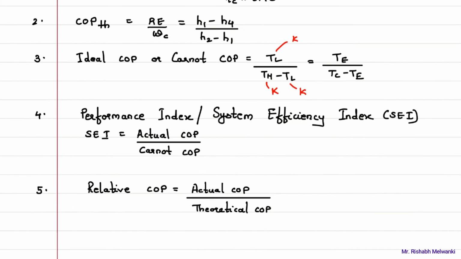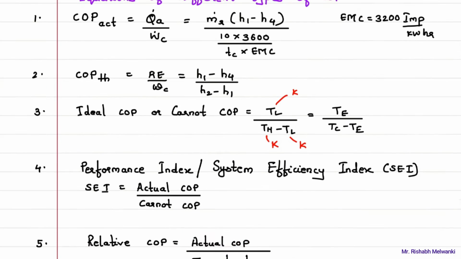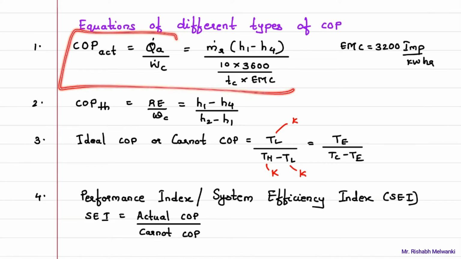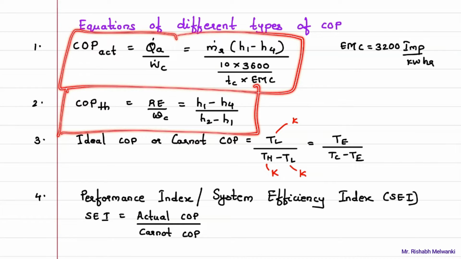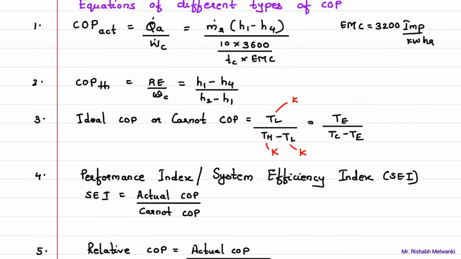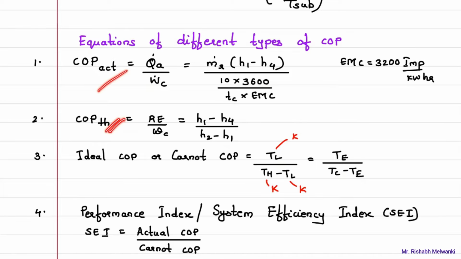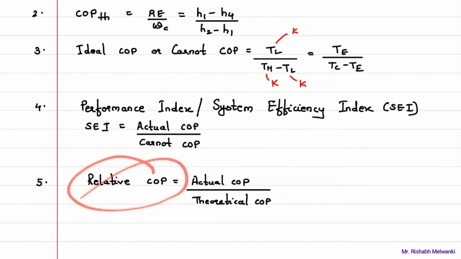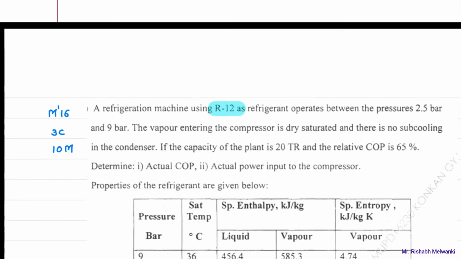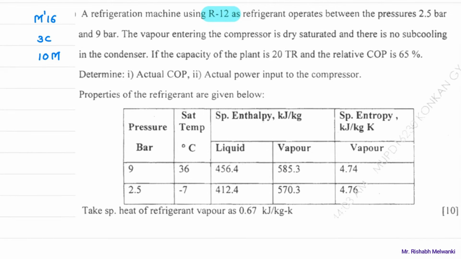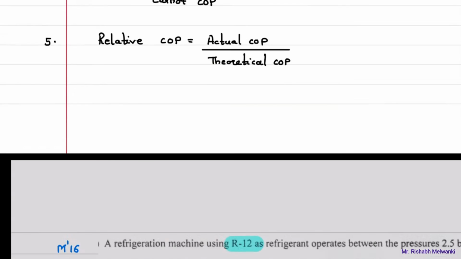Next one is relative COP. Relative COP is basically a comparison between actual COP and theoretical COP. So actual COP is this one and theoretical COP is this one. So the comparison between actual COP and theoretical COP gives us relative COP. Now what is asked in the question? Actual COP. So how can we find the actual COP? What is given here? Relative COP is given.